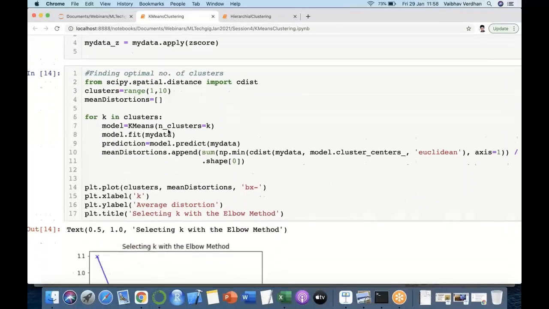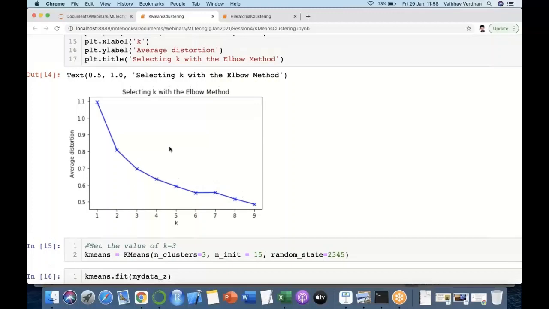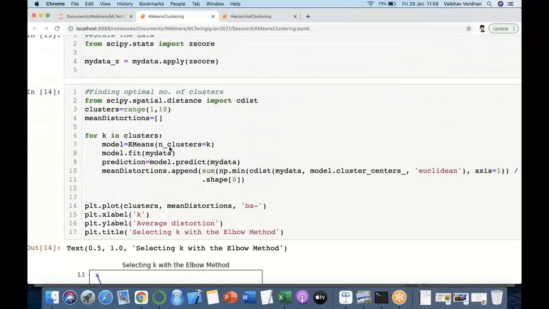And now comes my clustering. This is the elbow method, which will tell me what is the optimal number of clusters. So how do I do that? From the SciPy library, I'm importing my distance matrix, and I am iterating from 1 to 10 clusters. If I have only one cluster, what is my output going to be? If I have 10 clusters, what is my output going to be? Then we are iterating for all the values of k from 1 to 10.